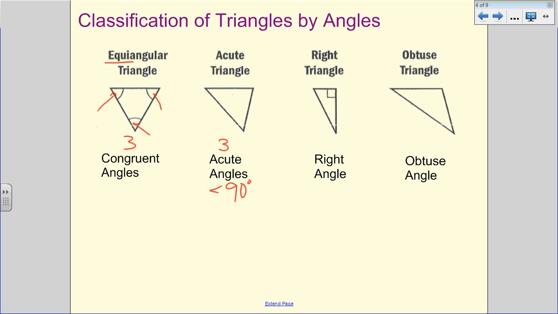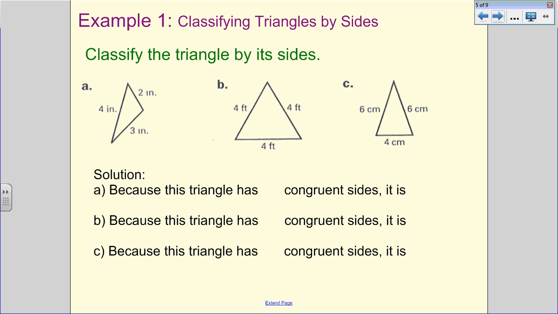A right triangle means there is one right angle. I can't have any more than one right angle, of course, or it doesn't make a triangle. And then I've got two acute angles in there. Obtuse is one obtuse angle, so one angle greater than 90 degrees, and the other two would be acute. Like I said, this doesn't add a whole lot of new vocabulary because we're already familiar with acute and obtuse. All right, so example one, we need to classify the triangle by its sides.